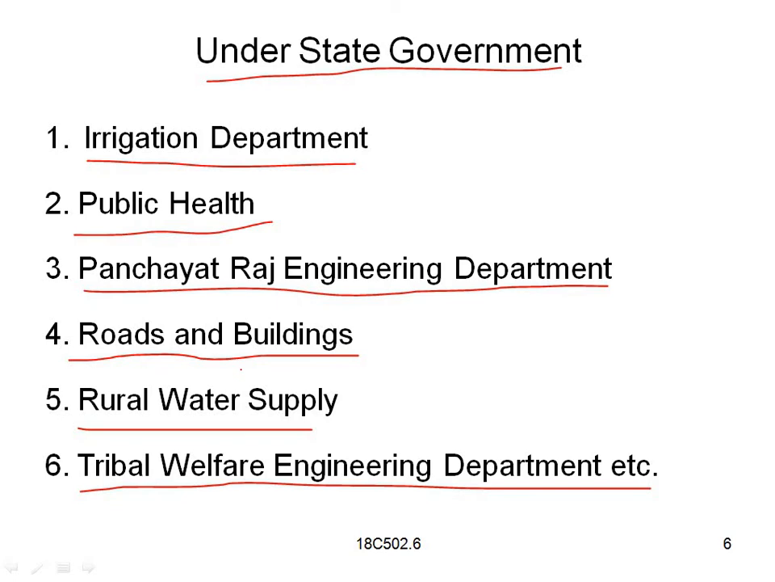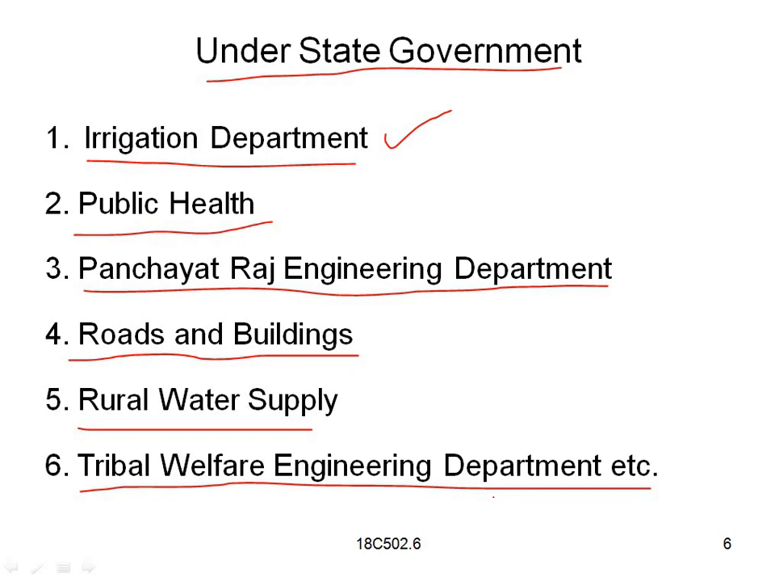These six departments will handle the government works all over India. In every state these departments will be there. Six departments are considered in every state, and under the central government the total central government works will be done. Coming to the irrigation department, what is the irrigation department?